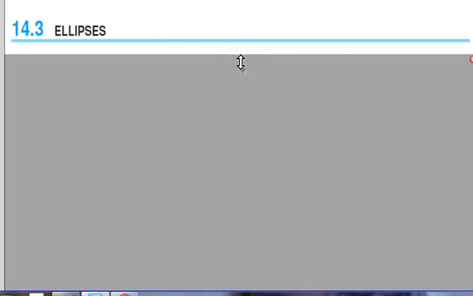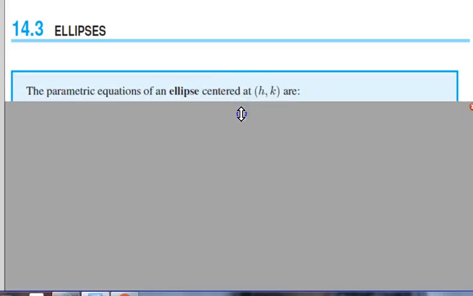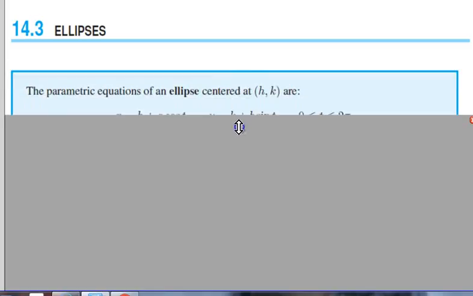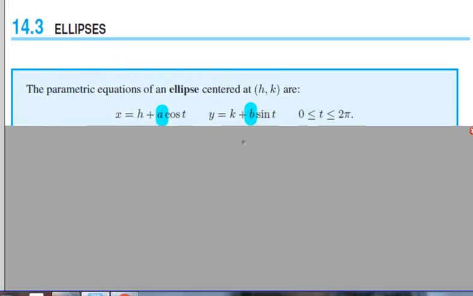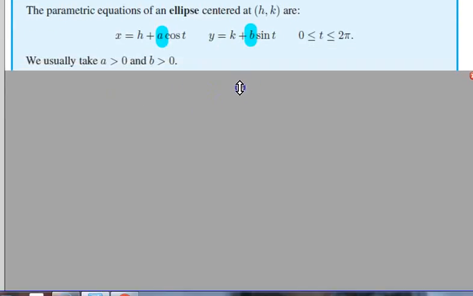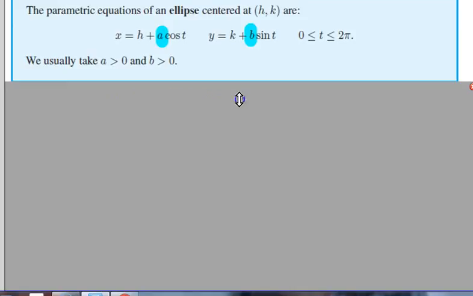You may have experienced ellipses before in elementary school, where they are considered to be squashed circles. We're going to start with the parametric form of the ellipse, and it looks very similar to the parametric form of the equation of a circle. The only difference is that there is no radius because it's an ellipse. A and B are in place of the radius in the parametric form of a circle, and that's because in a circle A and B are equal to the same number, which we call the radius. But in an ellipse, A and B can be different. And we usually have A and B being positive.